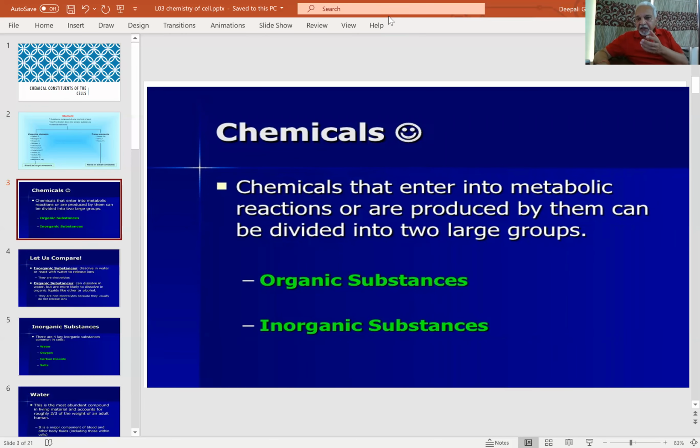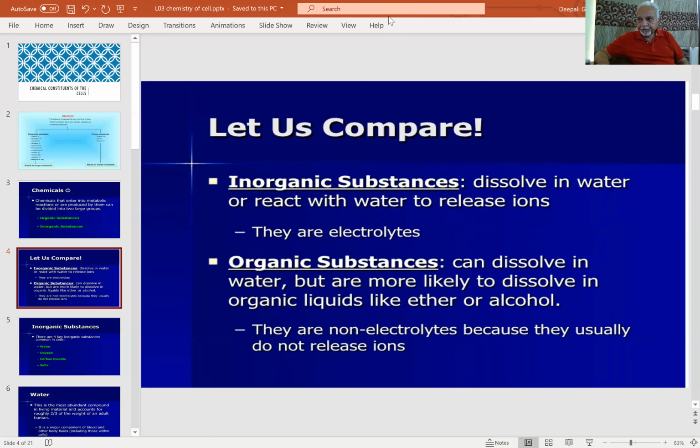If we see, all the compounds which constitute the living cell fall into two categories: organic substances and inorganic substances, and they all participate in the metabolic processes within the cell. You also have to keep in mind that they participate in the structural organization of the cells. So when we further look into what are the inorganic compounds and what are the organic substances, inorganic substances or compounds are those which can be dissolved in water or react with water to release ions.